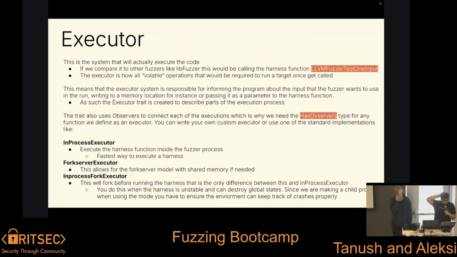So executors are kind of the idea of your LLVM fuzzer test input one. This is how, in terms of the actual fuzzer, when you're building your own library or your own fuzzer, the library sees it as a singular input. So there are different types of executors as well, and we kind of talked about that: the in-process executor, fork server executor, in-process fork executor.